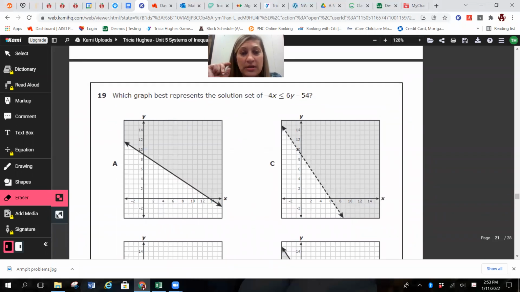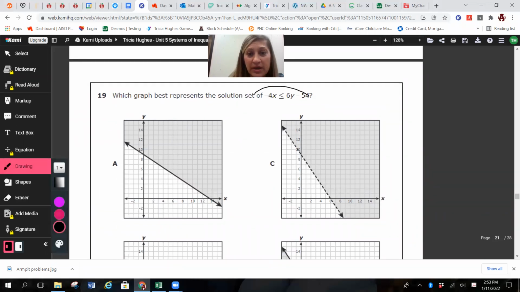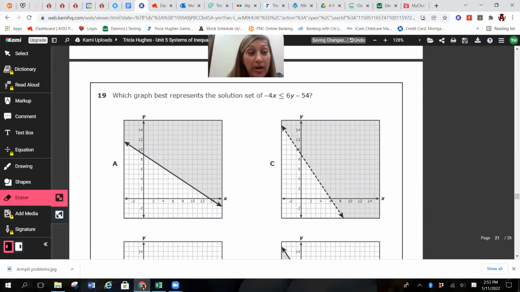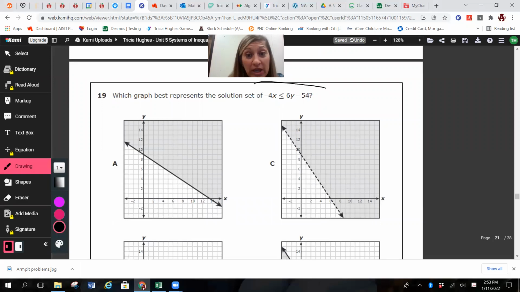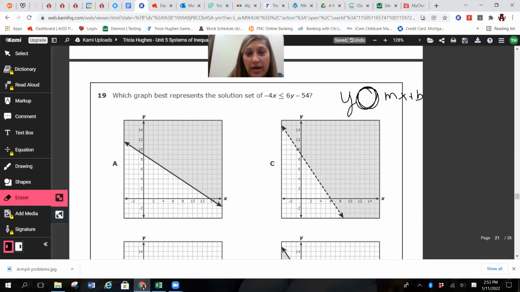Number 19, be careful because this is not even in graphing form. It's jumbled up. So you have to break it apart and rewrite this with y first, the inequality sign, and then mx plus b. Get the slope and the y-intercept on the other side. This is jumbled up. We cannot figure out the answer right now.